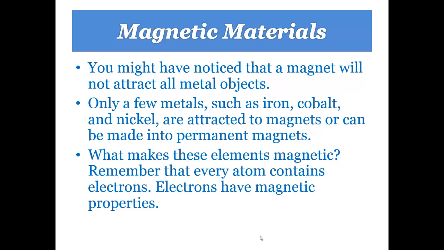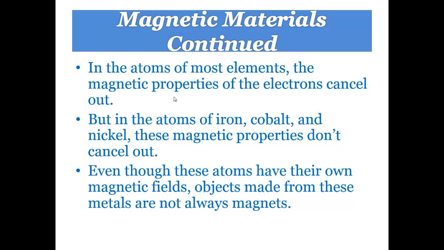Electrons have magnetic properties. So the key with anything is the electrons. That's what gives things their magnetic properties. In the atoms of most elements, the magnetic properties of the electrons cancel out, meaning the electrons cancel each other out, and so there are no magnetic properties, no big deal. But in the atoms of certain elements, iron, cobalt, nickel, the magnetic properties don't cancel out, which gives them this special magnetic ability.